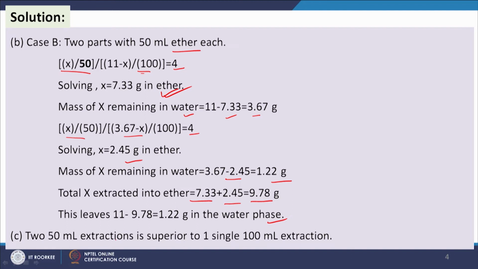So, 250 ml extractions is superior to one single stage, because we see here in the second case, using 2 steps consecutively, only 1.22 gram X is remaining in the water, whereas in the previous case it was 2.22 gram X remaining in the water. So, now the problem is solved.